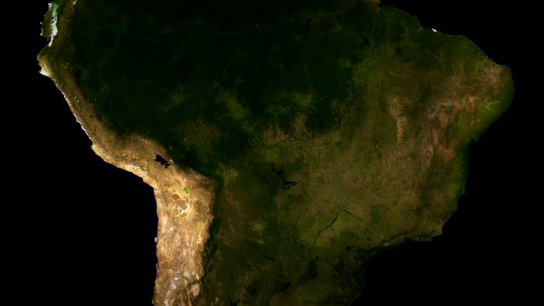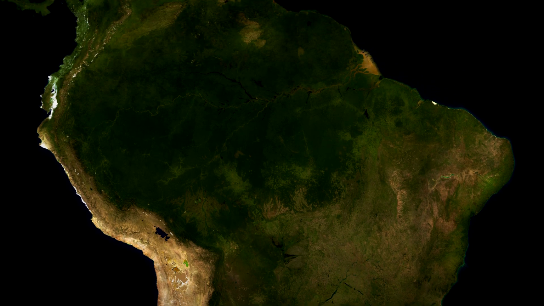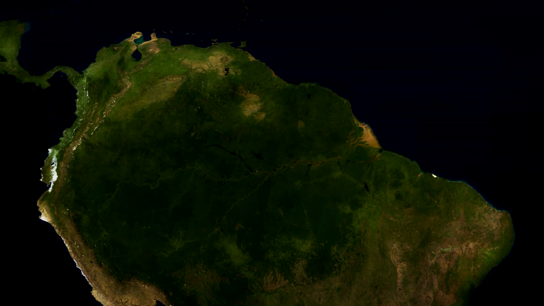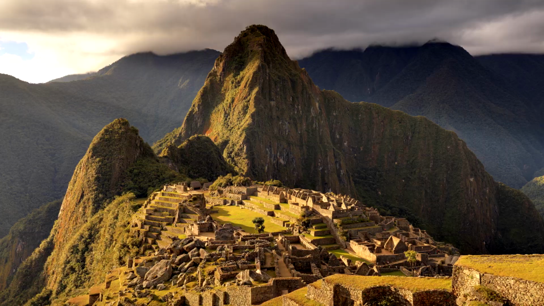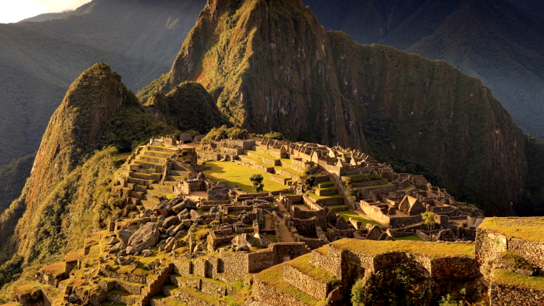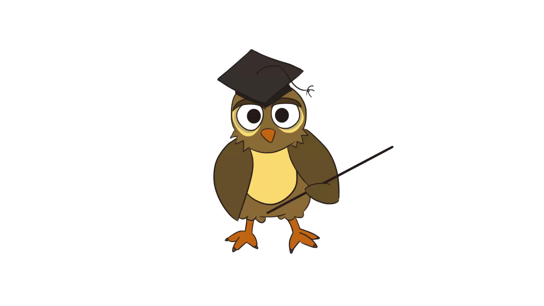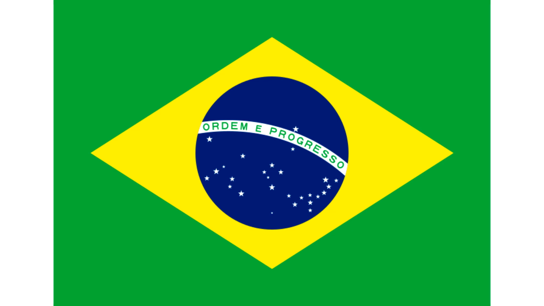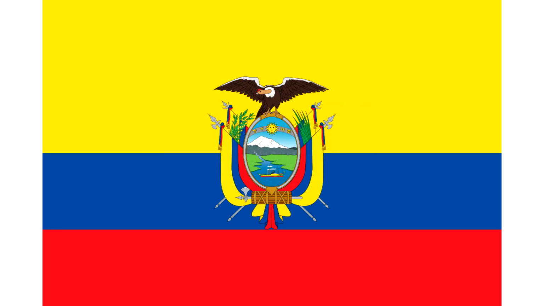South America is the fourth largest and fifth most populated continent in the world, and it's full of natural wonders and the remains of ancient civilizations. 12 countries make up South America, and in part 1 we're going to look at the flags of 6 of them: Argentina, Brazil, Bolivia, Colombia, Chile and Ecuador.